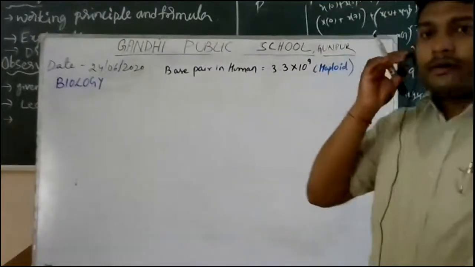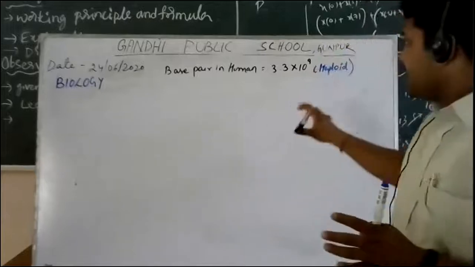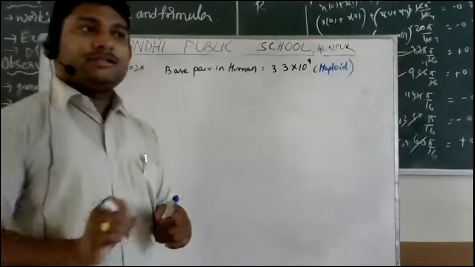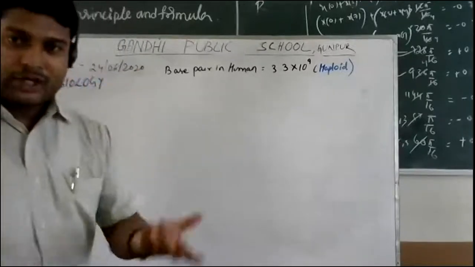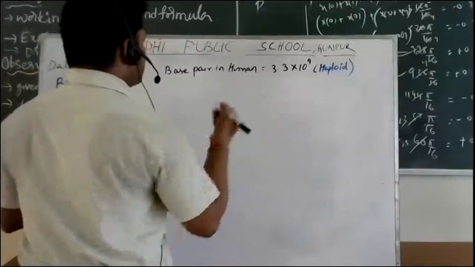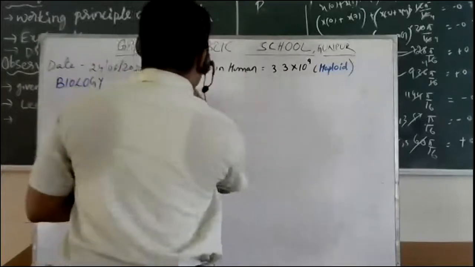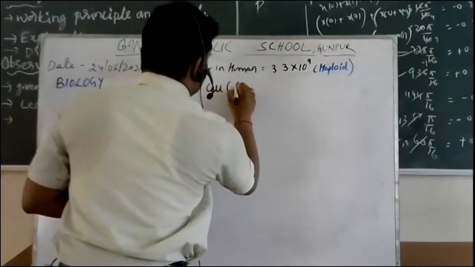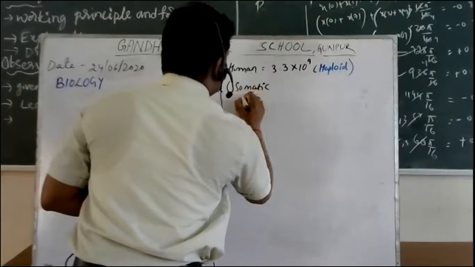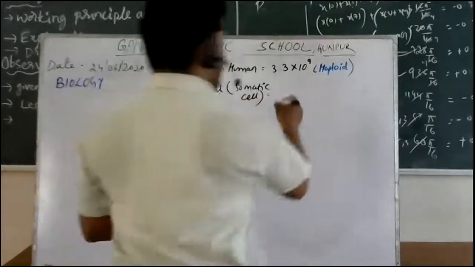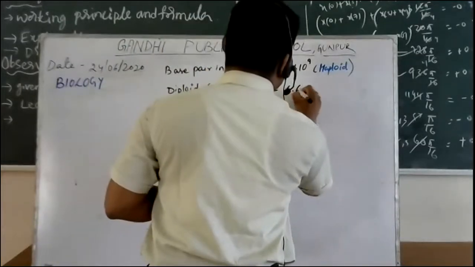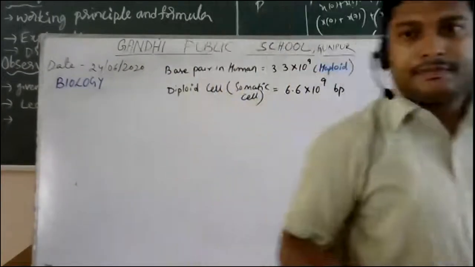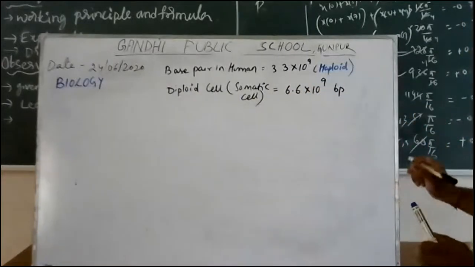So when we talk about a typical condition, that is a diploid condition, because except the germ cells, none of the cells are haploid, they are all diploid. So in a regular cell, that is a diploid cell, nothing but your somatic cell, the base pairs will be 6.6 into 10 to the power 9 base pairs. Agree?